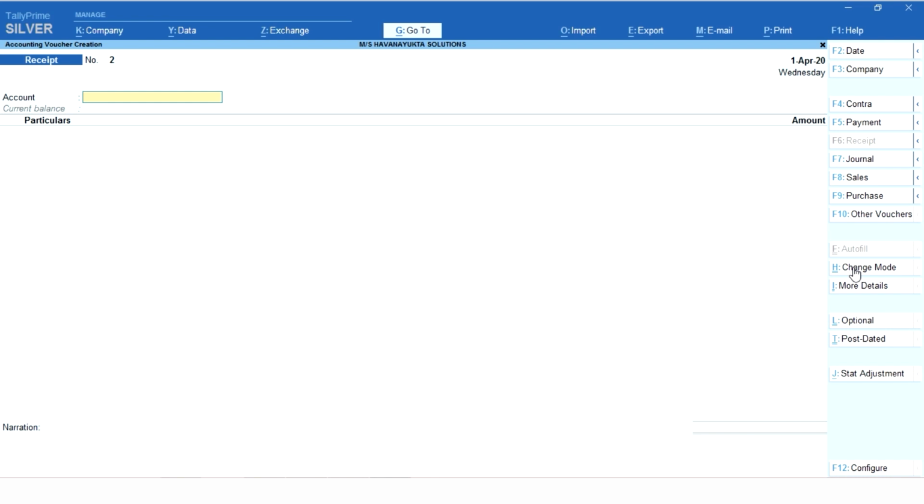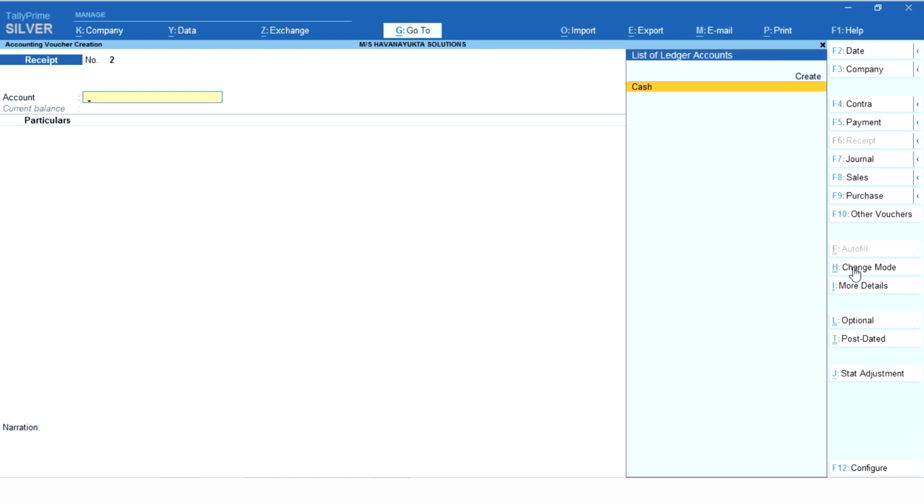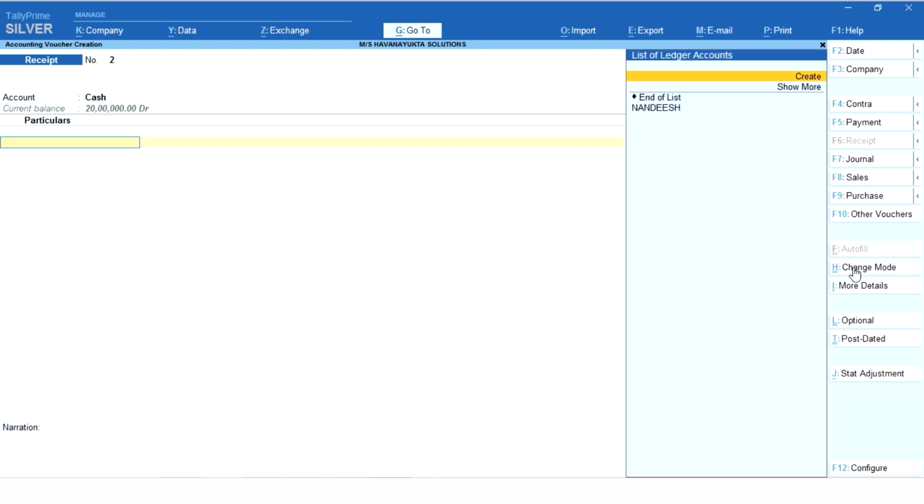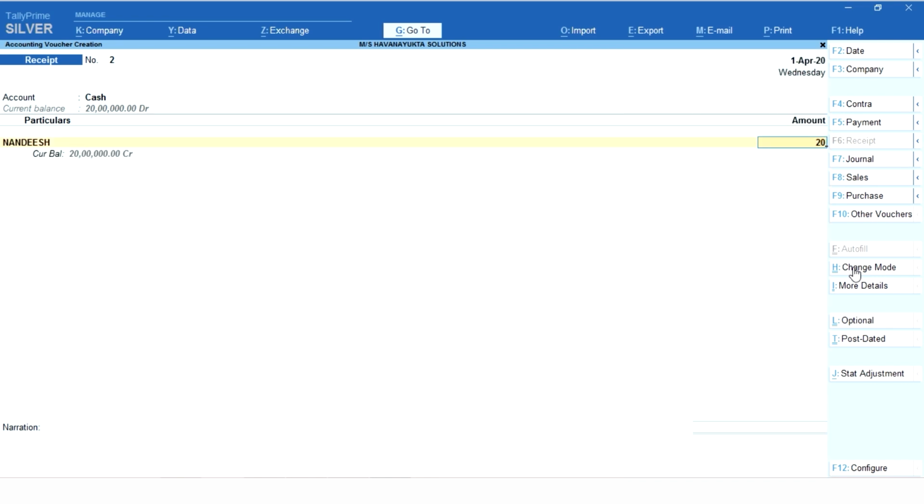So we'll pass the same transaction. Nandish introduced a capital of 20 lakh. So we go with cash. He has introduced cash, and we go with Nandish. See, the Nandish ledger is already created, but it is not displaying in the accounts field because Nandish has been created under capital account, not under cash in hand or bank account. So it is not displaying here. So we go with Nandish and we give 20 lakh here again.